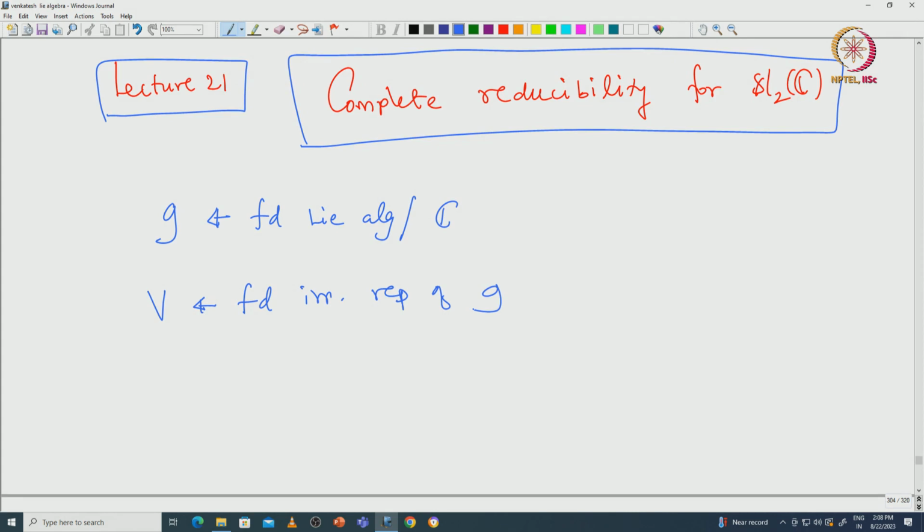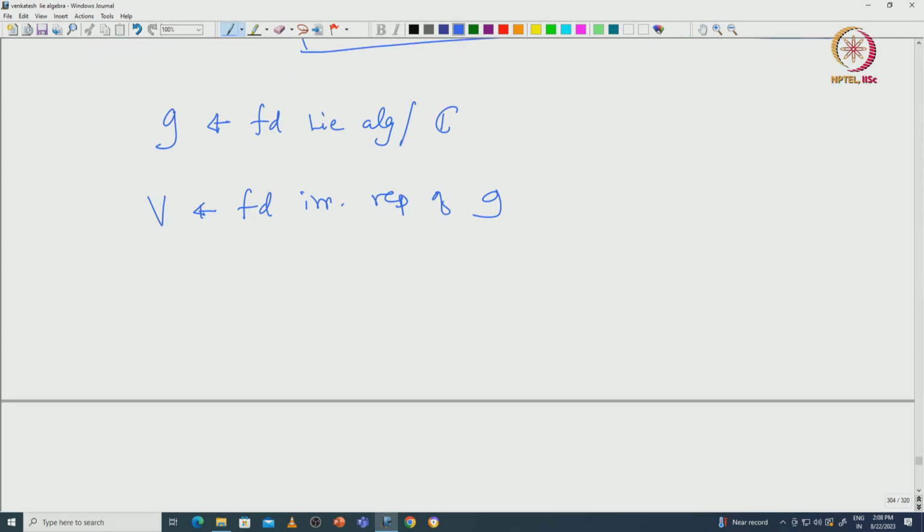So, then what one can do, given a subset, one can actually talk about the sub-representation generated by that subset. Okay. So, that notion one can define for any representation, not a problem. So, let me just define it here on this side, and then we will use it for the irreducible representation. So, you take W to be a finite dimensional representation of G. Suppose I am given a subset S of W. Okay. So, then I want to talk about the sub-representation of W generated by S.